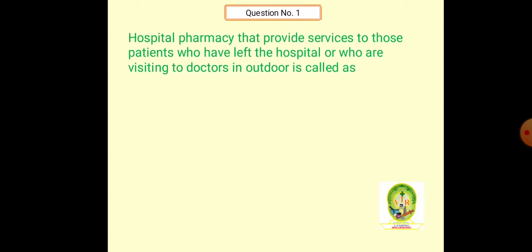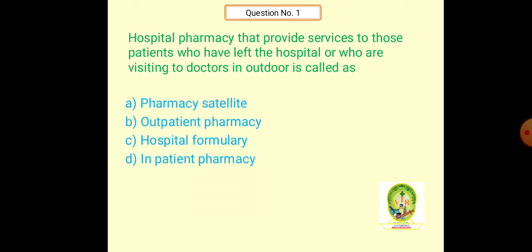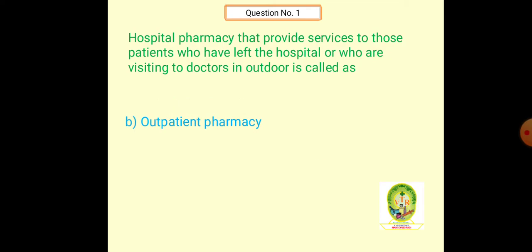First question: The hospital pharmacy that provides service to those patients who have left the hospital or who are visiting doctors in outdoor is called as. Options are A. Pharmacy satellite, B. Outpatient pharmacy, C. Hospital formulary, D. Inpatient pharmacy. Right answer is B.